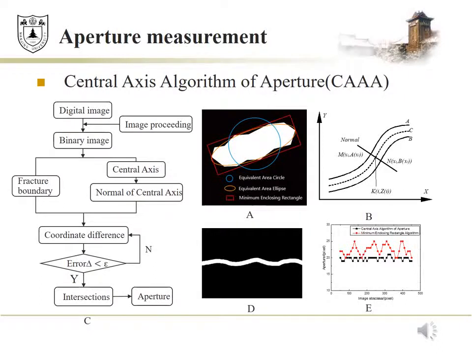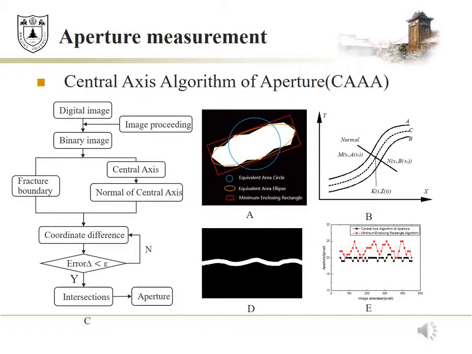Several methods have been proposed for fracture aperture measurement in previous research, known as the equivalent air cycle method, the minimal enclosing rectangle algorithm, and so on. As shown in Figure A, the shortage of these methods is that the aperture obtained is a kind of approximation of the real aperture for each fracture piece, and may cause large differences compared to the real aperture in some cases.